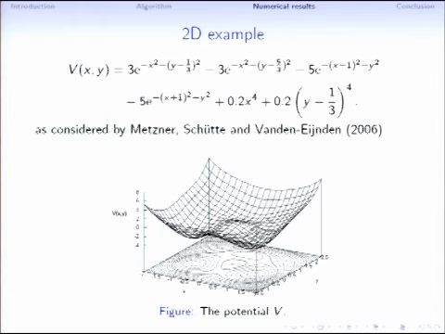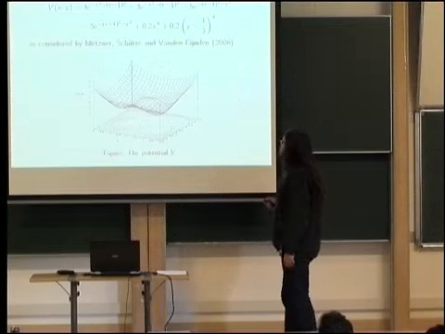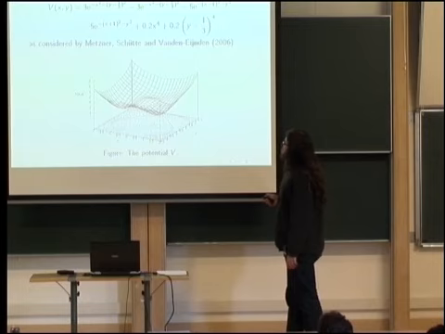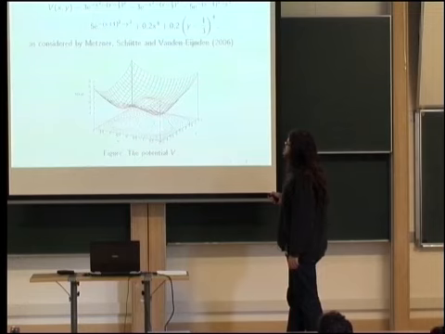Now a second example, maybe a bit more interesting. It is still not a real life example, but it's interesting because it's quite simple in 2 dimensions, and it has an interesting feature. So here my set A will be a set around this minimum here. The set B is a set around this minimum here.